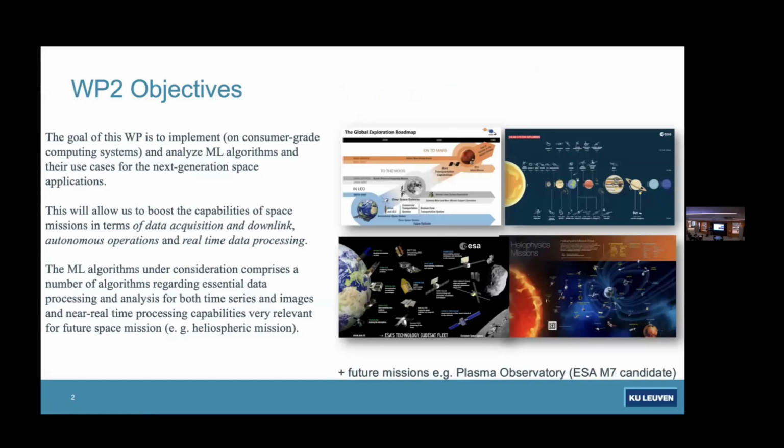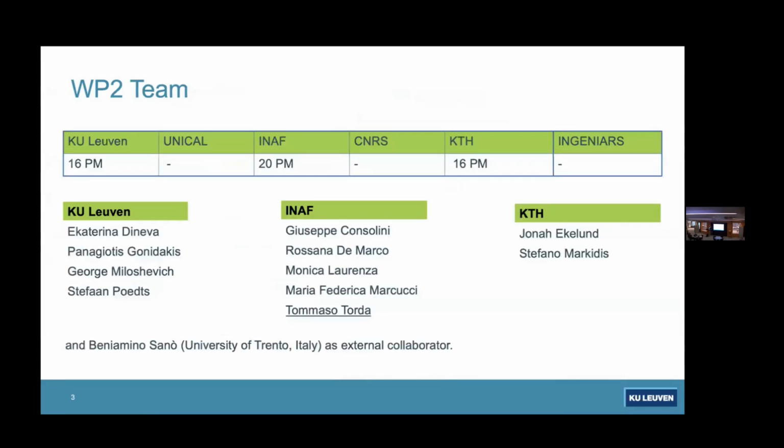So this topic has already been introduced. So I think I'm gonna switch to the slide about our team. So in Work Package 2, we have KU Leuven that works mostly on solar image analysis and contributes this to the ASAP project. And then there is enough that works more on in situ measurements and SEP prediction.